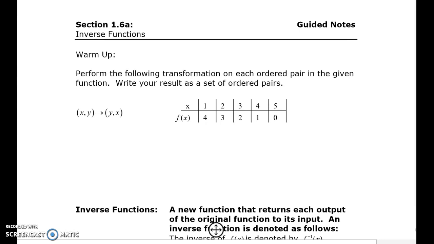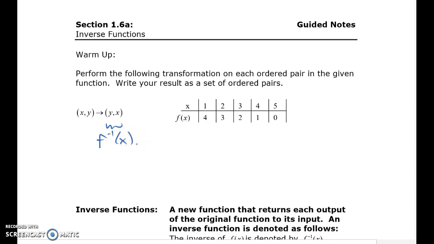In our warm-up here, it says perform the following transformation on each ordered pair in the given function. Write your result as a set of ordered pairs. Okay, so in our warm-up, we can see here x comma y to y comma x, which is a precursor to what we call the inverse, f inverse of x.